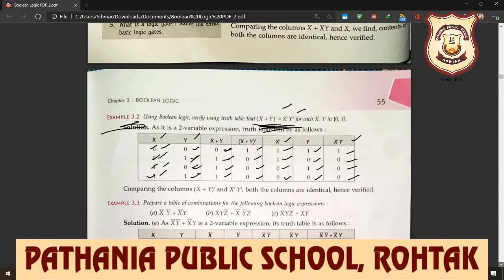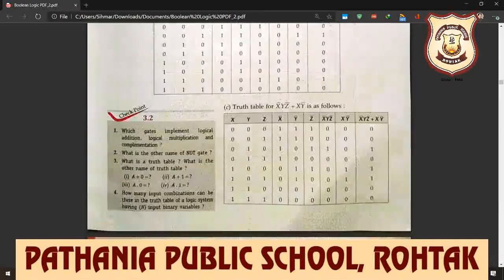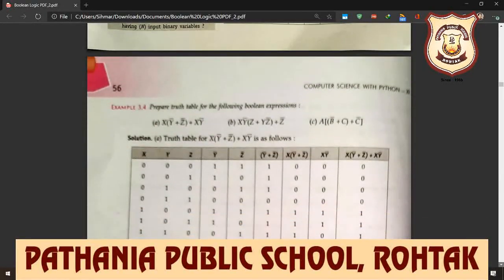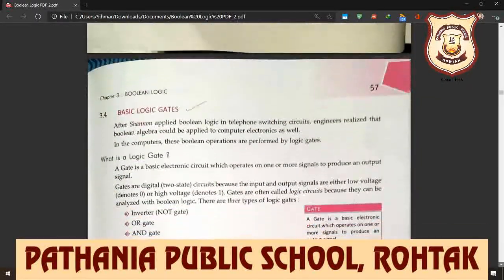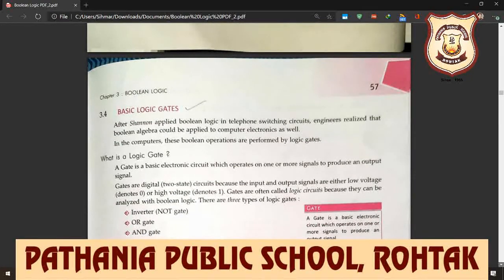So here the left hand side is equal to the right hand side. X plus y whole complement is equal to x complement y complement: 1 0 0 0, and here again 1 0 0 0. So we have already discussed all these things in previous lectures. So today we'll learn about the basic logic gates.